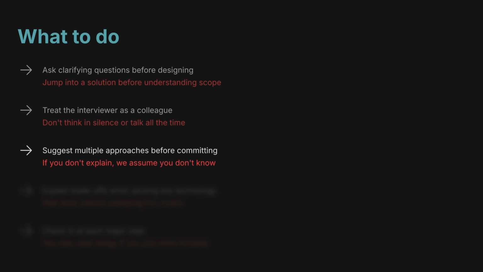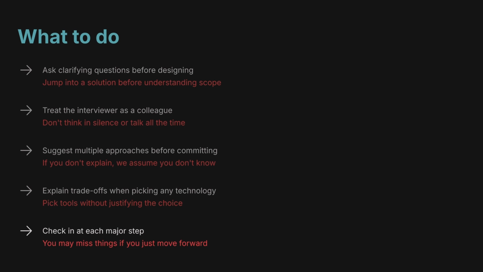So this also ties to trade-offs, which is you should always explain trade-offs when picking any technology. If you just pick them without justifying the choice, then it's again another red flag during the interview. And this last one overlaps with the second point a bit, which is you need to check in at each major step. For example, if you did the high-level design and you just move on without asking if there are things we forgot to address, then there might be things that you miss during this step.